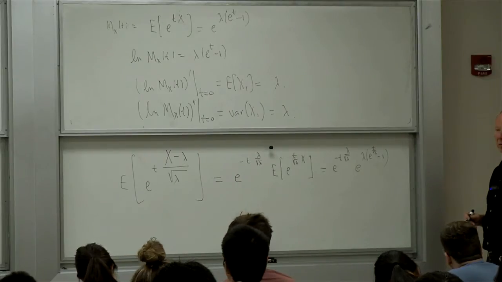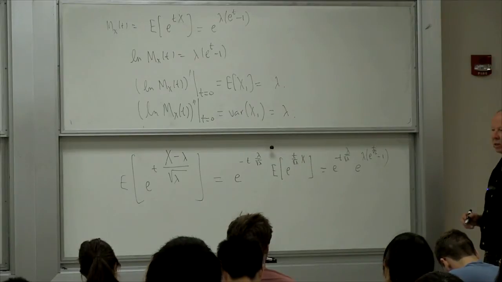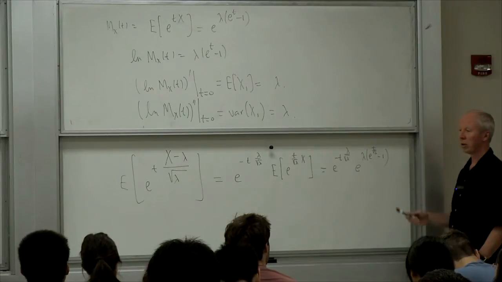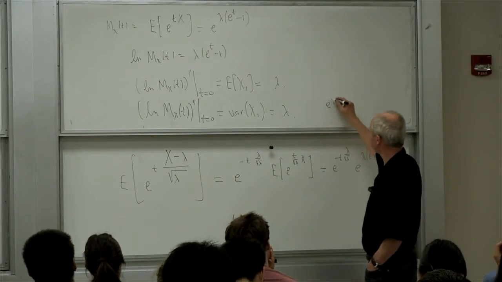And now lambda is going to be really big. So what about t over root lambda? It's going to be really small. So here we have e to a really small number. And when we have e to a really small number, what approximation could we use?